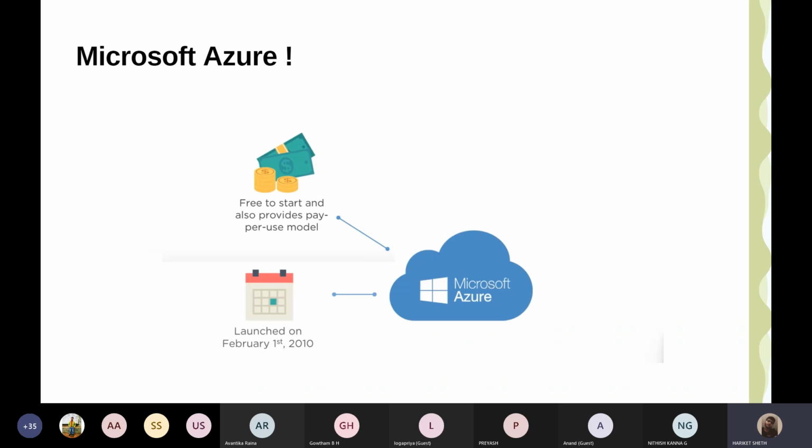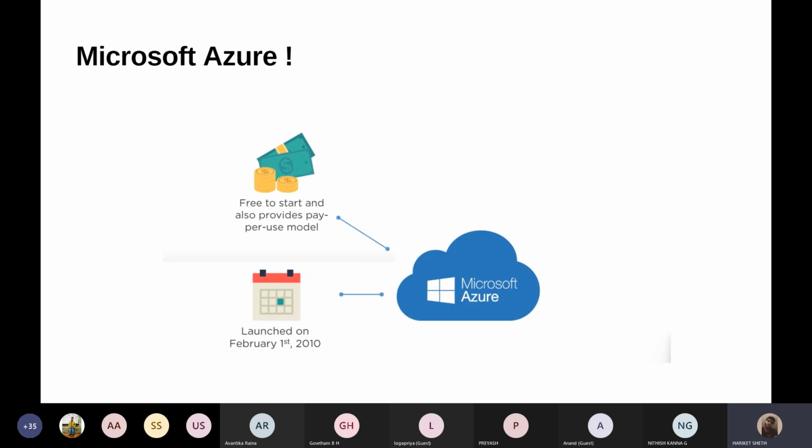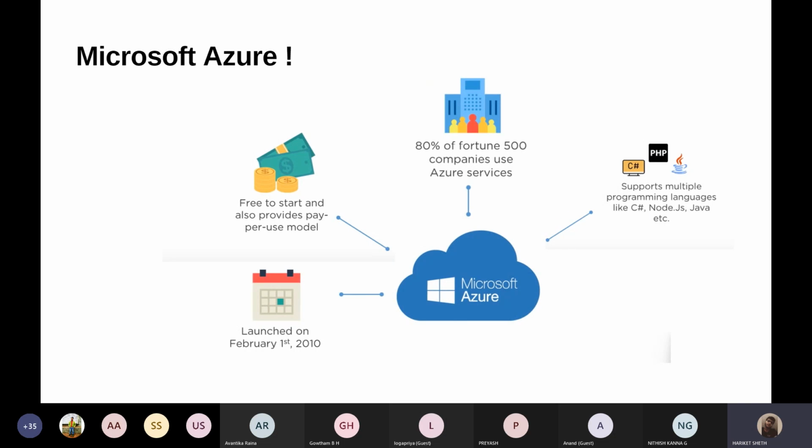So the major things I would like to cover here: Microsoft Azure launched on February 1st, 2010. Most of you don't know, but it was previously known as Windows Azure. Then it later got renamed to Microsoft Azure, and it's free to start. It provides a pay-per-use or pay-as-you-go model. As I said before, 80% of the Fortune 500 companies use Azure services. They are very confident to use Microsoft services.